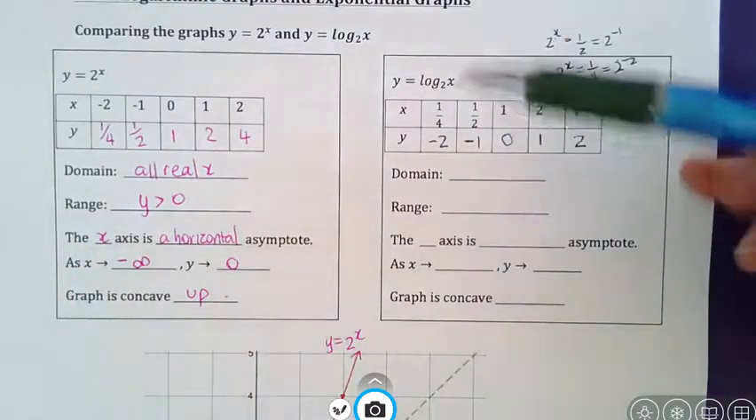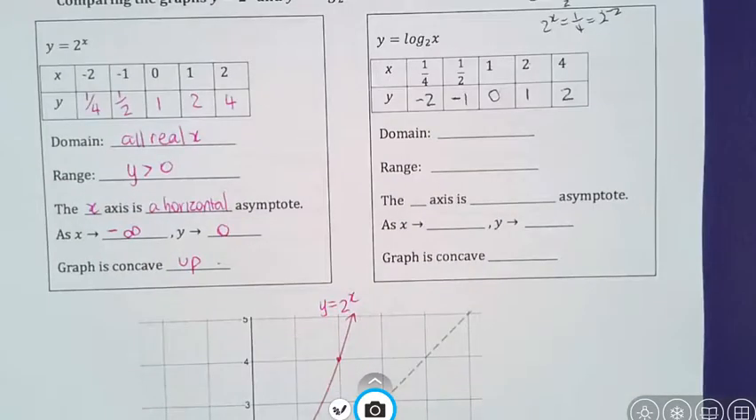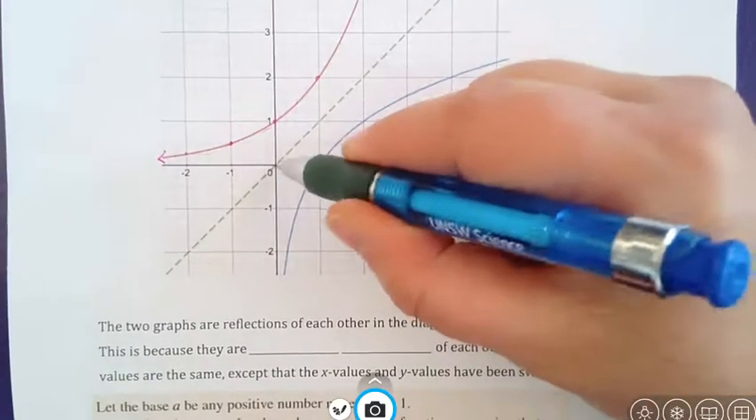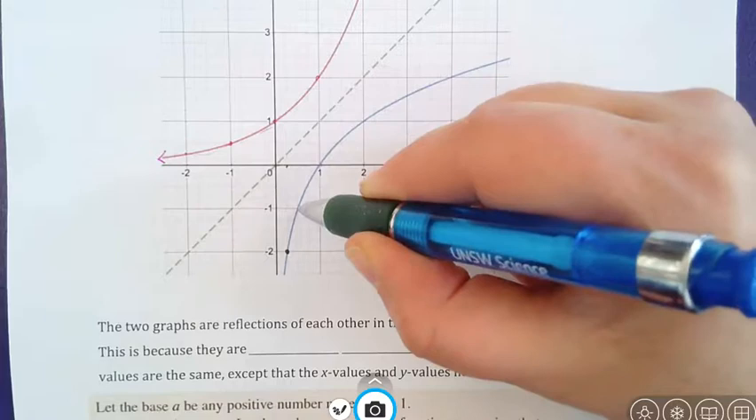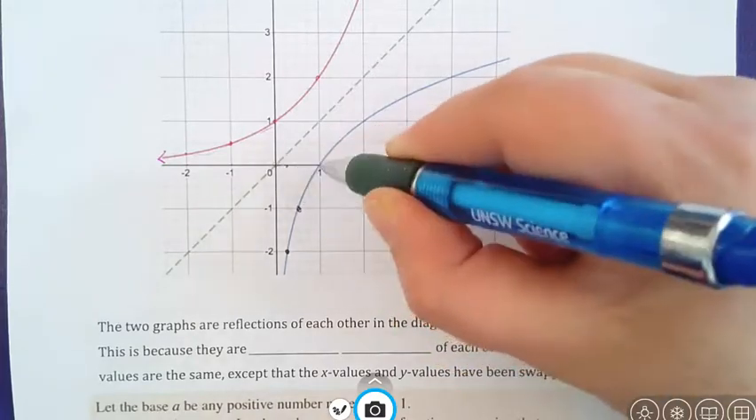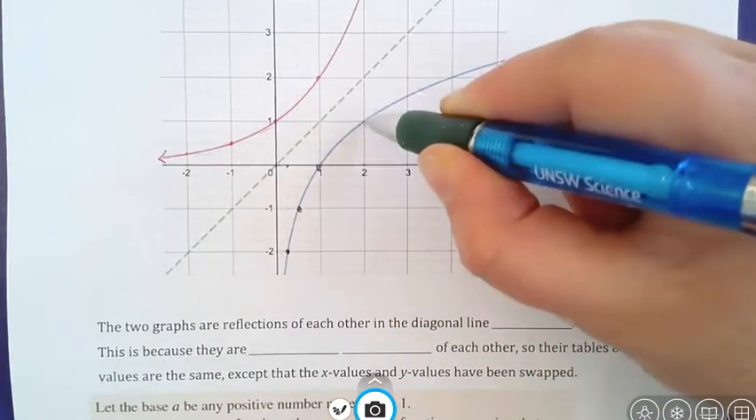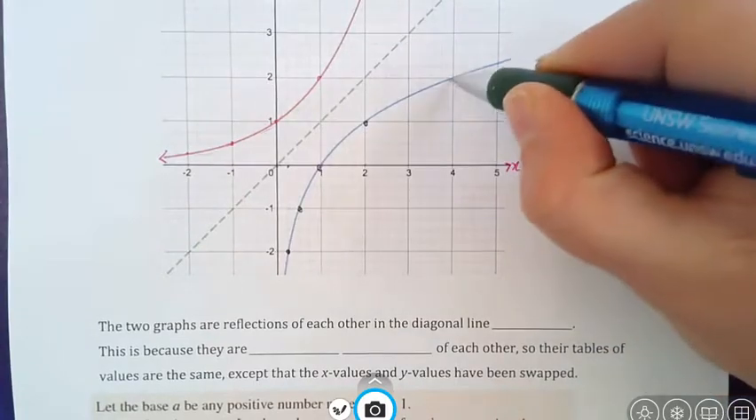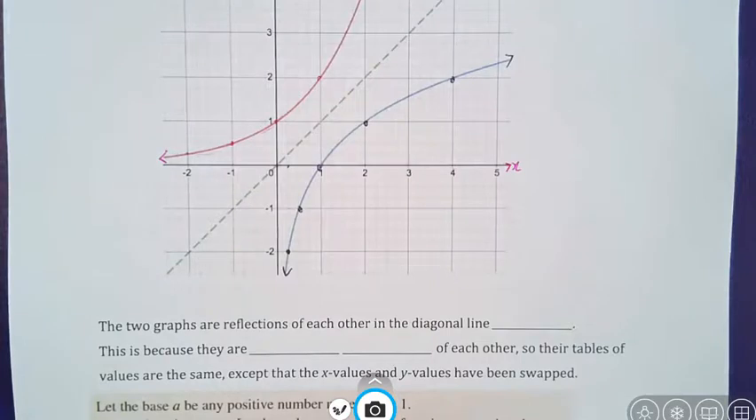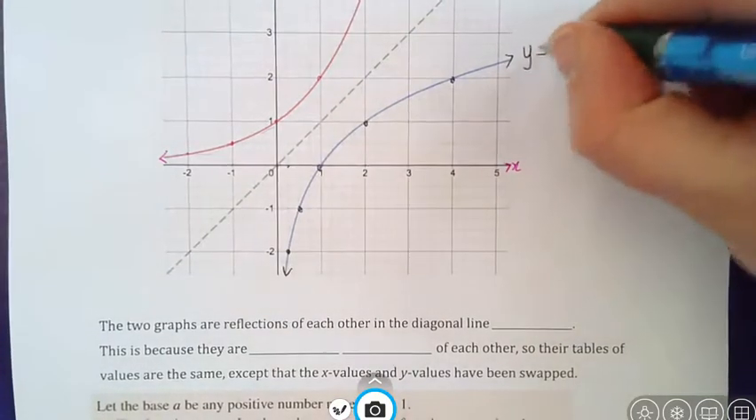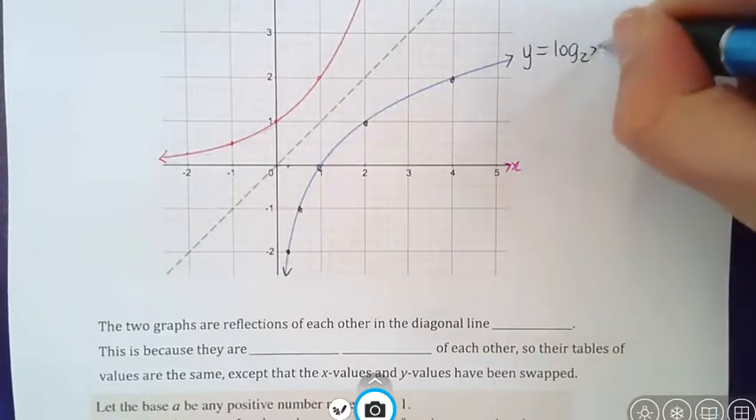Okay, so if we were to sketch those, we need a quarter -2, a half -1. So we've got a quarter -2. Please put the points on your graph. A half -1. 1, 0. 2, 1. And 4, 2. You've got to put arrows on the ends of your curve. And this is the graph of y equals log to the base 2 of x.